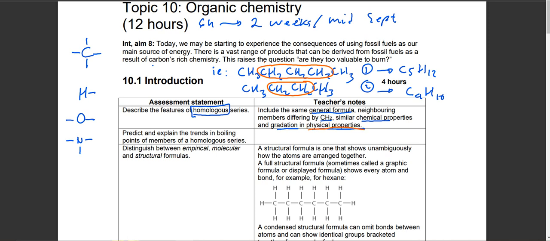Okay, for example, the physical properties will show gradation. The longer the chains, the more carbon they have, the higher the boiling point will be, for example. And the pattern is quite in order. So this is what we call homologous. Let me give you another example of homologous.